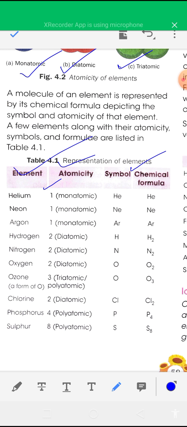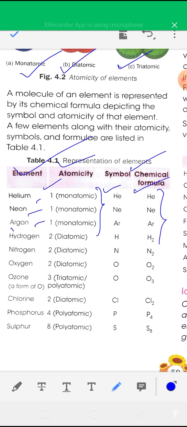So the symbol of helium is He, and the chemical formula of a helium molecule is also He. It is a monoatomic molecule. Neon is the same. Helium, neon, argon, all these three elements can exist independently, and these are monoatomic molecules. Their symbols and chemical formulas are also given.